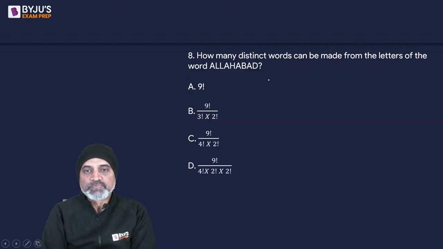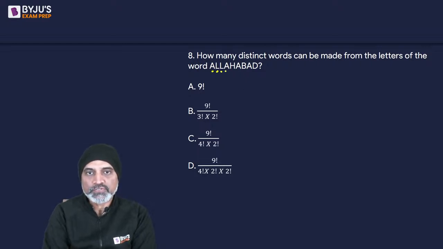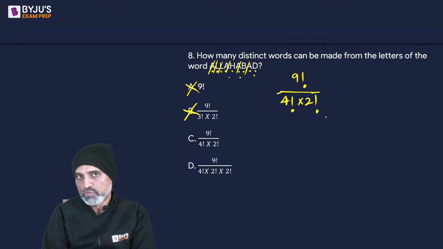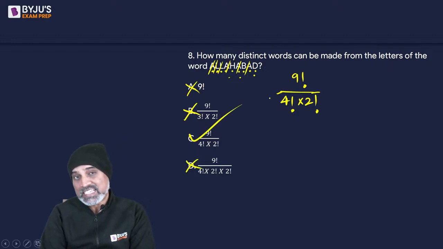Okay, next. How many distinct words can be made from the letters of the word Allahabad? So we have 1, 2, 3, 4, 5, 6, 7, 8, 9 letters. So 9 factorial divided by the number of times each letter occurs. A occurs 1, 2, 3, 4 times, so 4 factorial. Now L occurs 2 times, so that is 2 factorial. So 9 factorial over 4 factorial into 2 factorial. H, B and D occur only once, so we don't have to write 1 factorial because in none of the options do we have 1 factorial. So again, C is our answer.